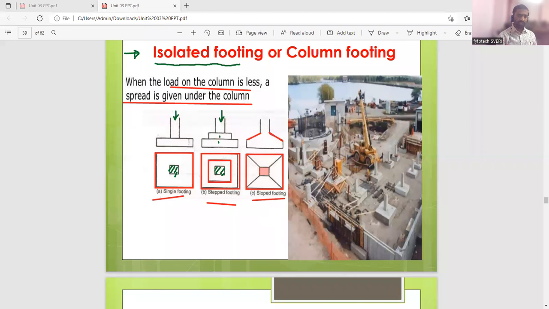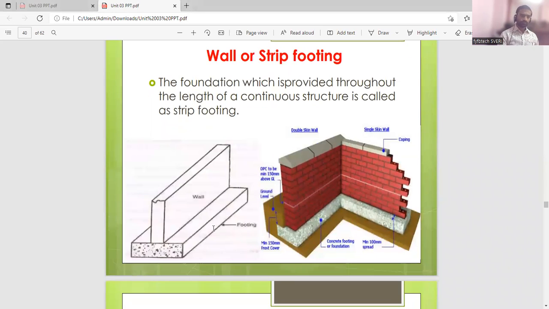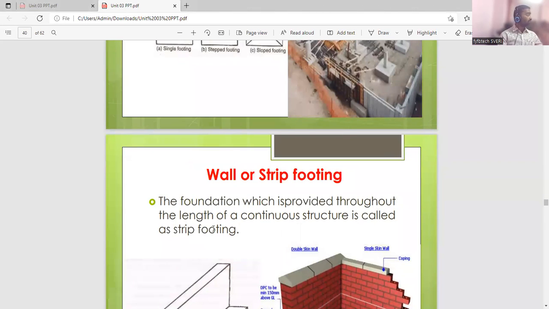Is it clear, everyone? Look at the image, the figure. See here, there is a column, and this column has a foundation. So is it single, stepped or sloped? It is called single, or it is also called isolated. Isolated means it is made up of only one footing. This is also made up of a single footing, so it is also isolated. Sometimes there is one more on top of it, and that will be a stepped footing. Sometimes after the first footing there will be sloping like this. That is called a sloped footing. Is it clear, everyone? Yes, sir.